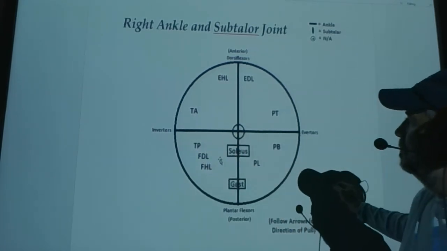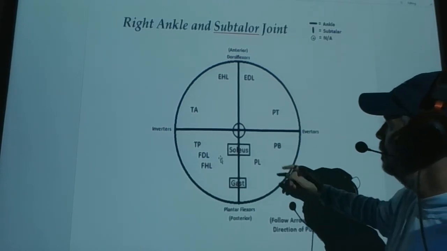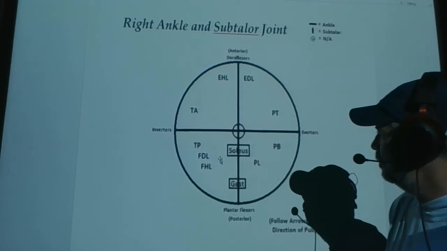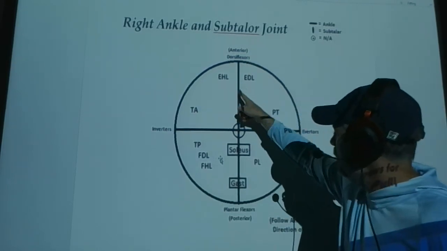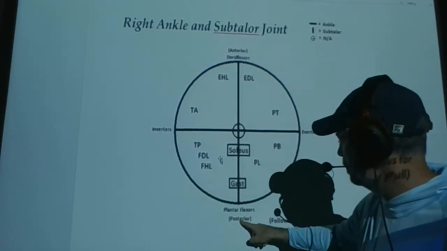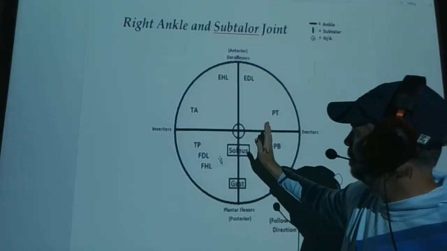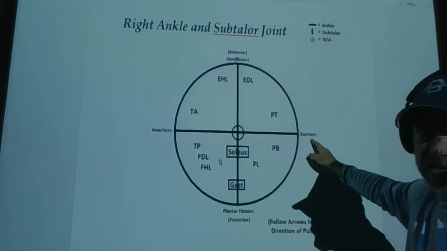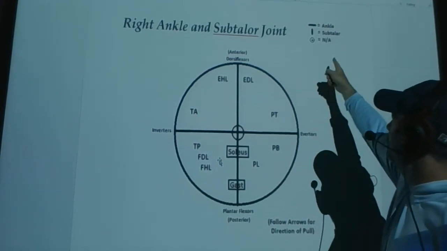Bilateral axis, that's your ankle joint. Things that cross in the front are dorsiflexors. Things that cross in the back are plantar flexors. There's your AP axis, anterior to posterior, the subtalar joint. The medial crossings are inverters. The lateral crossings are everters. And look, there's your key.